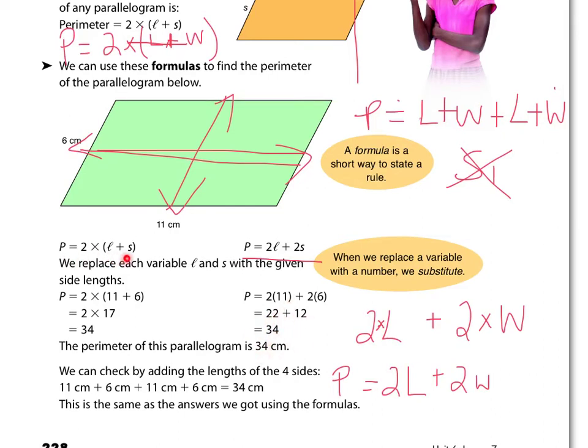Now, just to check, we're going to try it with another formula. We had our length plus width times 2 formula. Length plus width, 11 plus 6 is 17. 17 times 2 is, in fact, 34. That's a nice way to check, is to use two different formulas and see if you come up with the same answer. If you do, you've probably done it correctly.